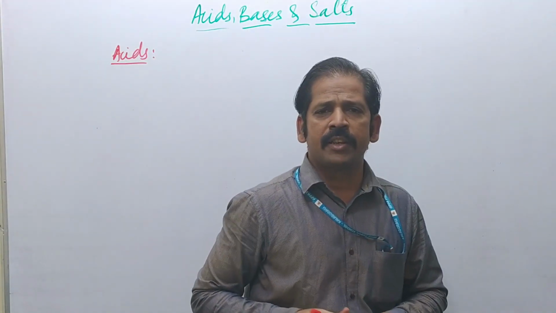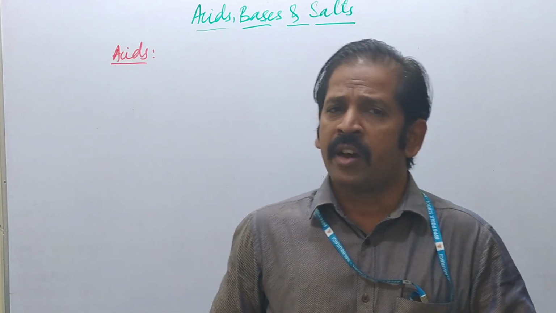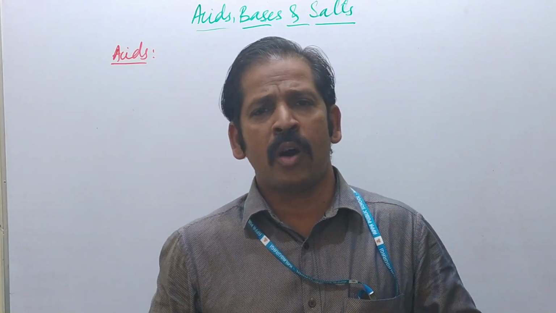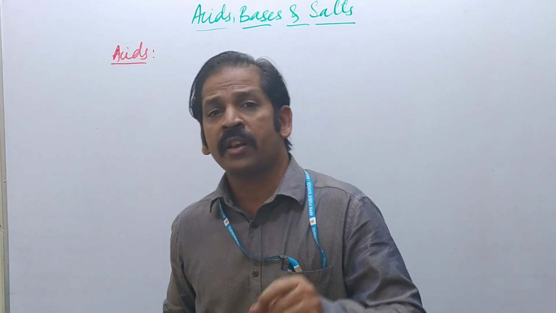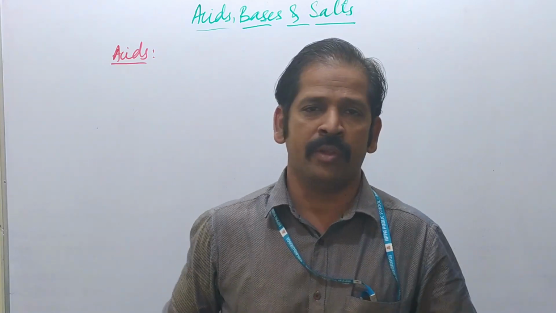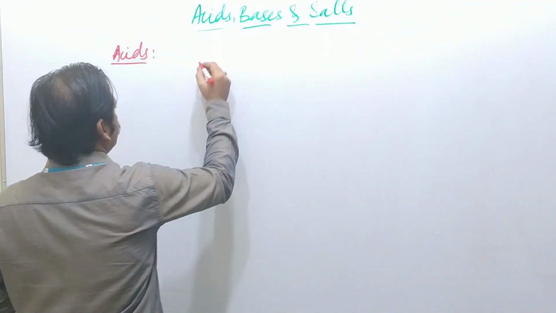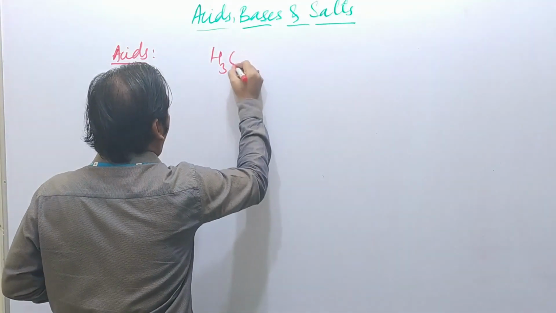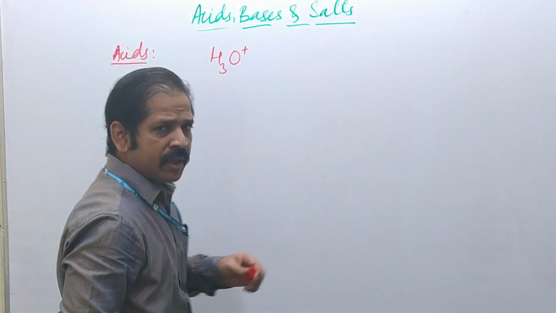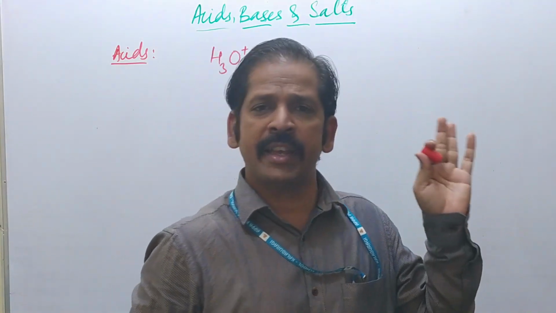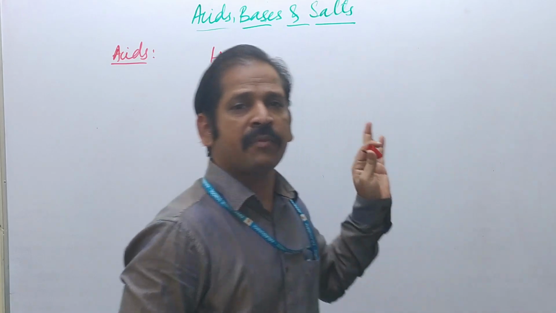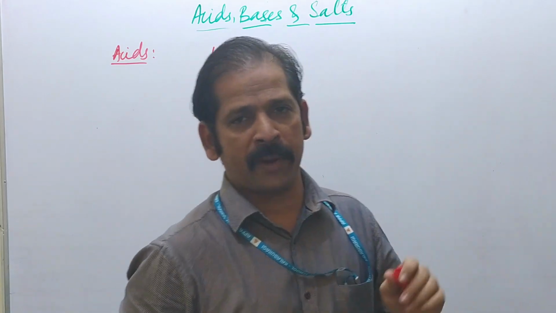What are acids? These are the chemicals that, when they react with water, form hydronium ions. I repeat, when they react with water, they form hydronium ions. H3O+ is the hydronium ion, and its formula is H3O+.